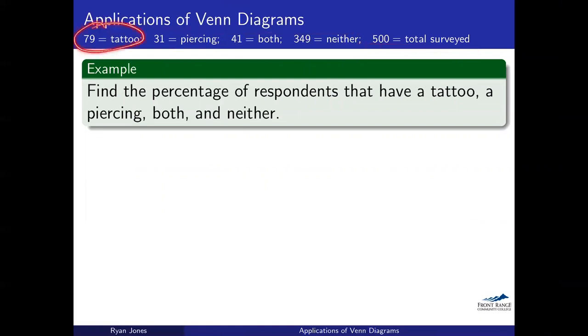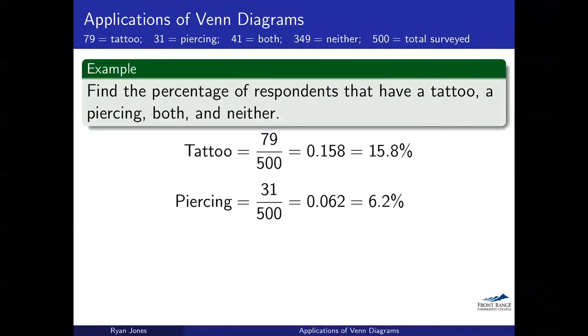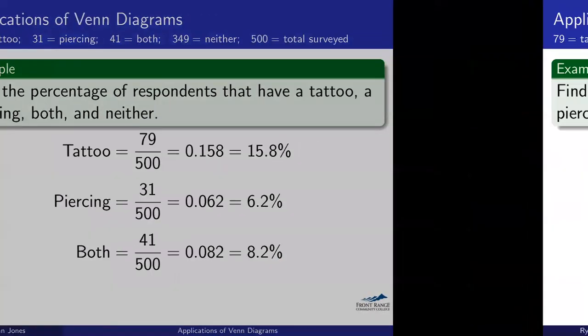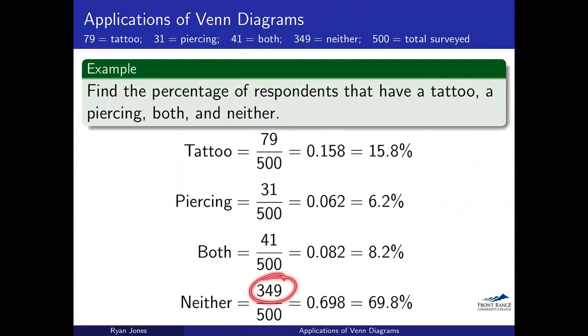So if 79 have a tattoo out of 500, we can very easily turn that into a percentage. 79 divided by 500 turns out to be 0.158, which is 15.8%. And then we go on, piercing, there were 31 people out of 500, which corresponds to 6.2%. Both had 41 people out of 500, which is 8.2%. And lastly, the 349 people that had neither, the majority there, was 69.8%.